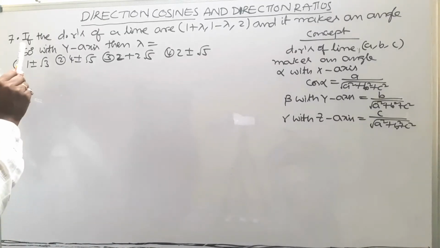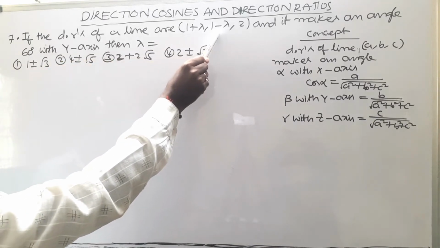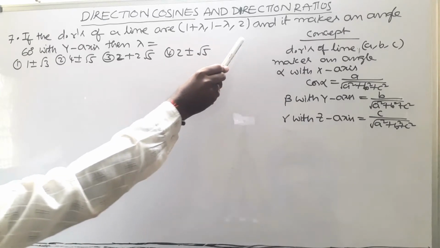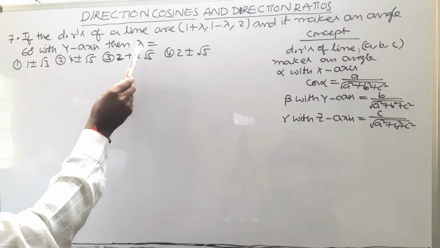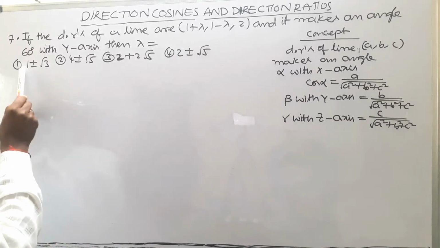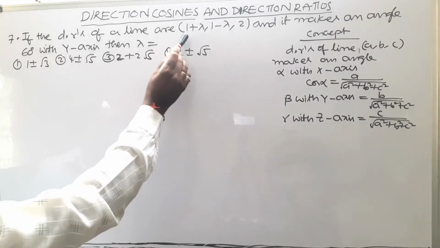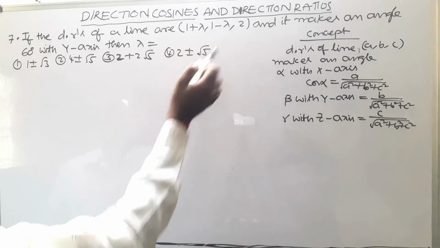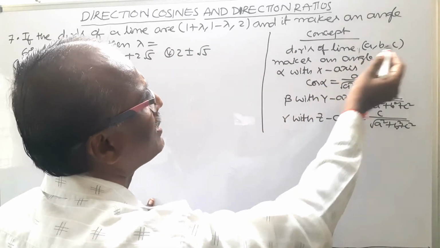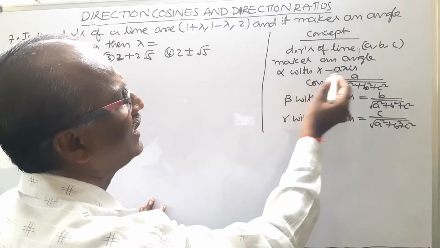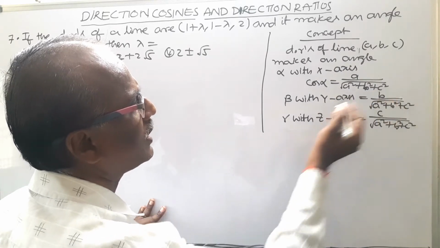Question number 7. If the DRs of a line are 1 plus lambda, 1 minus lambda, 2 and it makes an angle of 60 degrees with the y-axis, then lambda equals. Here the four options are given. In this question, these are the DRs of the line: A, B, C. Here is one concept: if the DRs of a line A, B, C make an angle alpha with the x-axis, cos alpha is equal to A by root of A square plus B square plus C square.